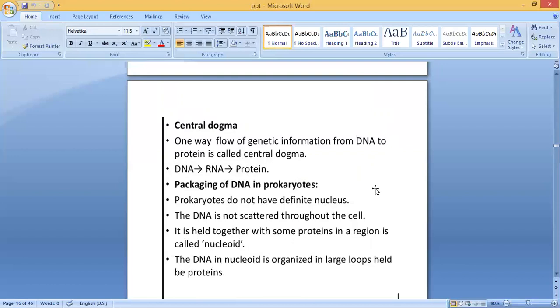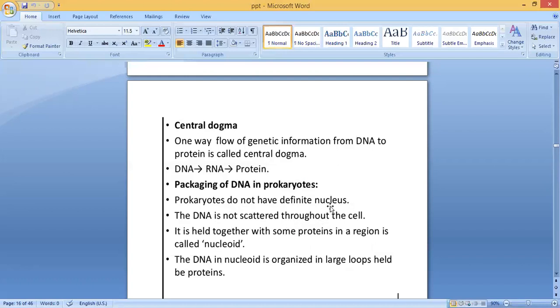How is the DNA arranged or packed in prokaryotes? Prokaryote means a nucleus without nuclear membrane. Clear? Nucleus without nuclear membrane, that is prokaryotes. Prokaryotes do not have a definite nucleus. The DNA is not scattered throughout the cell. So there is no nucleus.